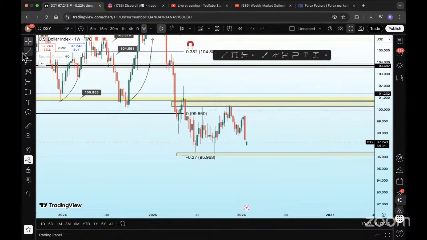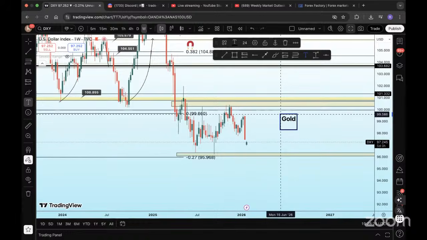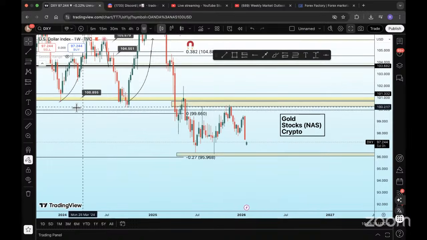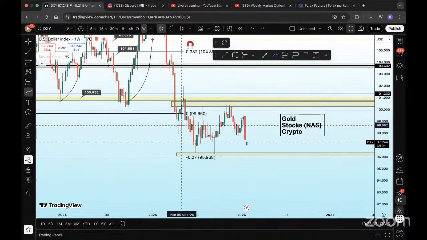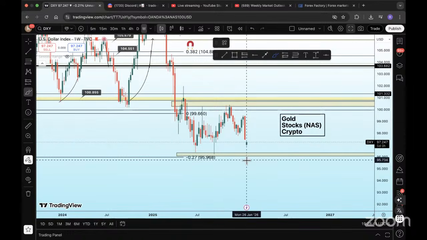Okay. Now, the importance of the dollar is that all the assets that we've been seeing climb, including gold, stocks, mostly NAS, and crypto, have been volatile. A lot of the volatility that we've been seeing in all three of these markets, the constant ups and downs, has been directly related to the value of the dollar. So Trump's policy is to continue to crash the dollar.